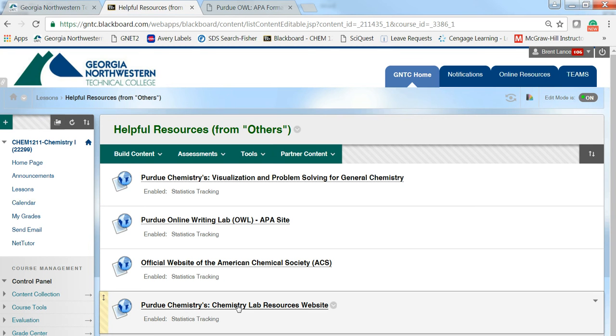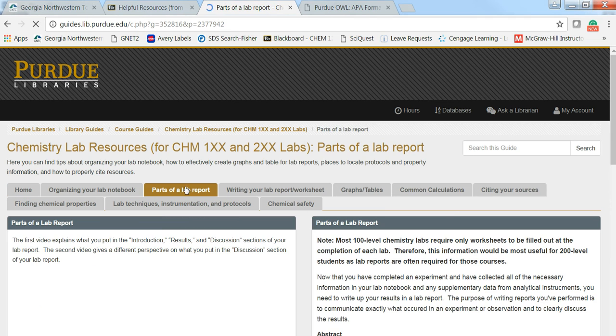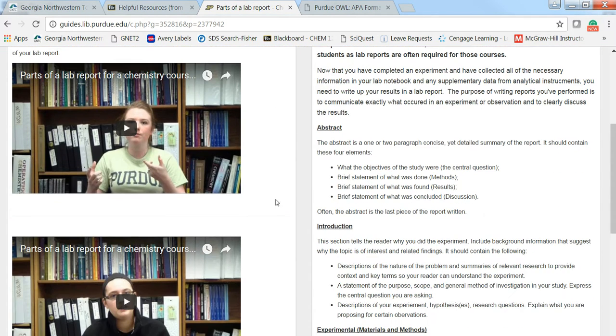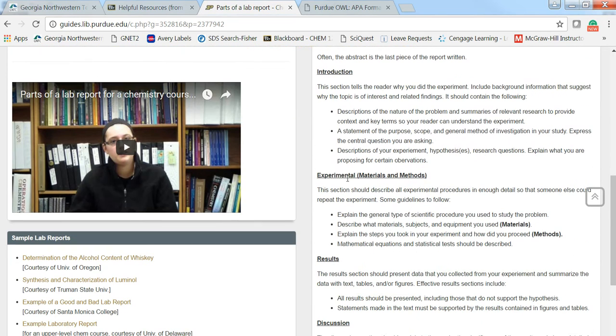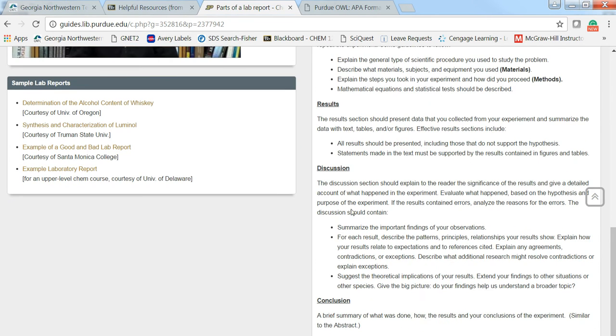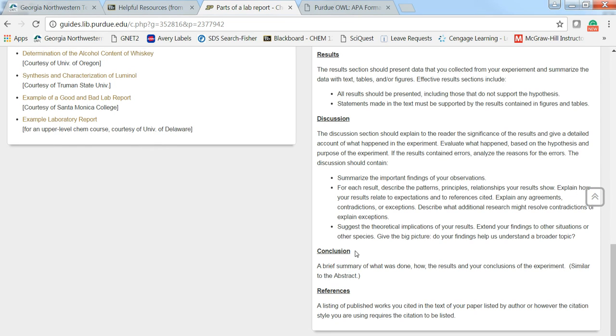Chemistry Lab Resources website. Here, you have your parts of a lab report, the parts I've indicated already for you that I want. So, you do have to do an abstract, introduction, experimental methods and materials, that's procedures, results and discussion, that's like your data and results section, where you summarize your findings and show any tables or figures, and the concluding remarks, and the references page.